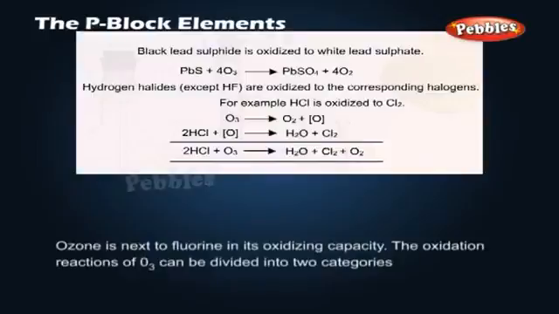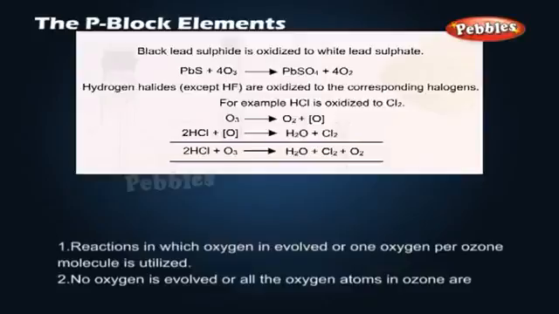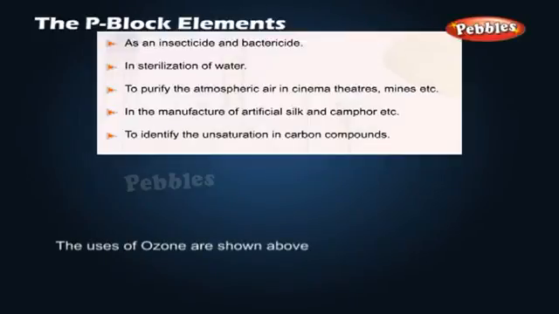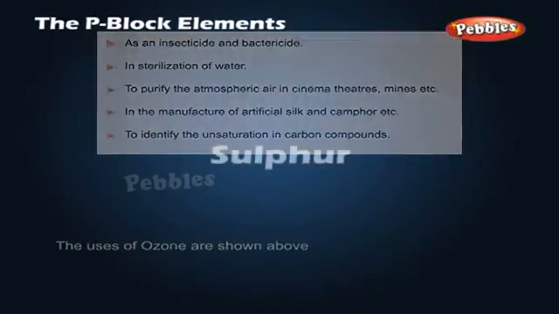Oxidation reactions. Ozone is next to fluorine in its oxidizing capacity. The oxidation reactions of O3 can be divided into two categories. One, reactions in which oxygen is evolved or one oxygen per ozone molecule is utilized. Two, reactions in which no oxygen is evolved or all the oxygen atoms in ozone are consumed. Uses of ozone. The uses of ozone are shown above.